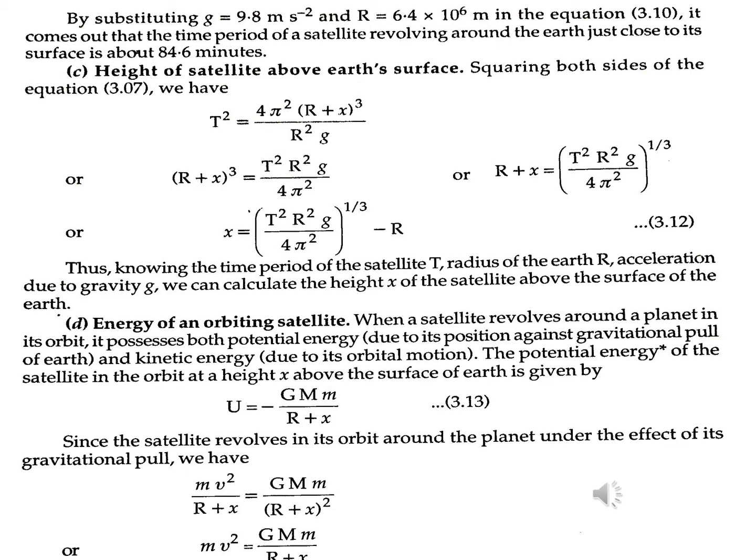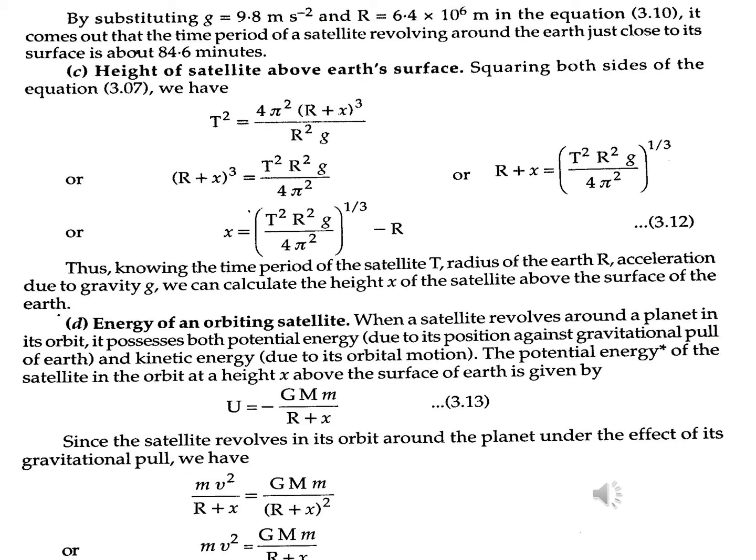The radius of the orbit is r plus x, where r is the radius of Earth and x is the distance or height of the satellite above the surface of the Earth. Capital M is the mass of the planet about which it revolves, G is the gravitational constant, small m is the mass of the satellite, and g, the acceleration due to gravity on the surface of the Earth, is equal to GM upon r square.